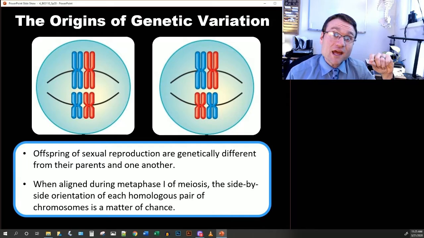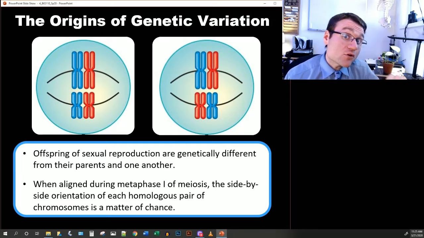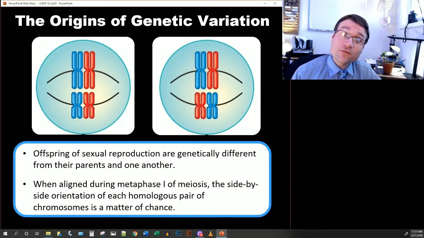Let's imagine we have a cell with only 4 chromosomes total. So it's a diploid cell with 4 chromosomes, which means that there are 2 pairs of chromosomes. 2n equals 4, n equals 2. Divide 2n equals 4 by 2 and you get n equals 2. So diploid 4, haploid 2.